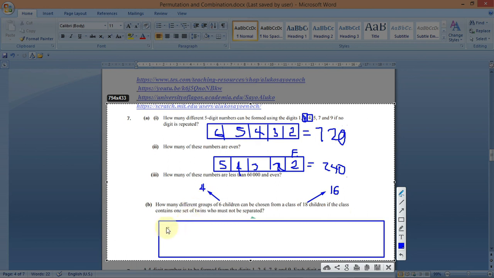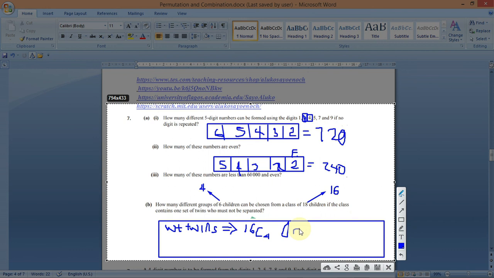So with the twins now, if I want to start with the twins, the twins must be together. So if the twins are to be together, then my solution will be such that I have 16 combination 4. That's the first condition. Or means plus. Don't forget, or means plus.